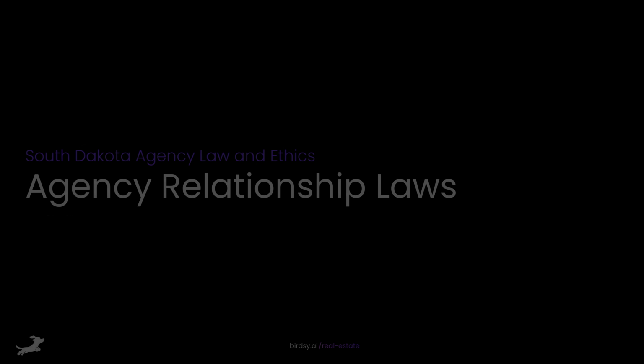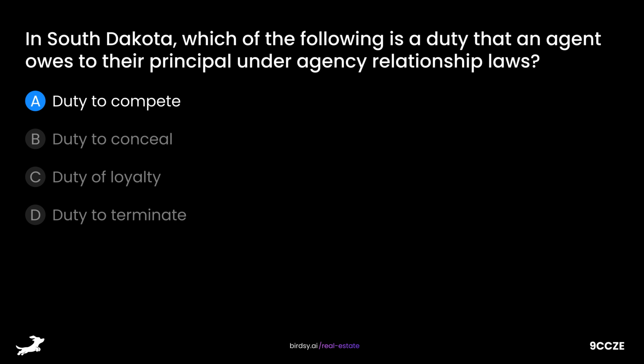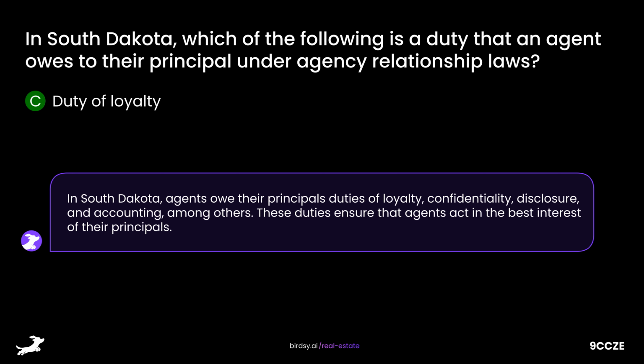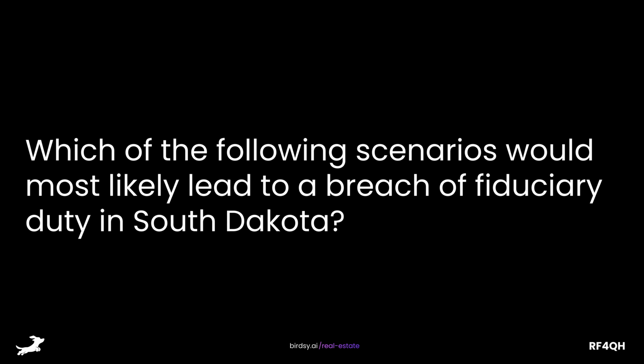Agency relationship laws. In South Dakota, which of the following is a duty that an agent owes to their principal under agency relationship laws? Is it A, duty to compete? B, duty to conceal? C, duty of loyalty? Or D, duty to terminate? The answer is C, duty of loyalty. In South Dakota, agents owe their principals duties of loyalty, confidentiality, disclosure, and accounting, among others. These duties ensure that agents act in the best interest of their principals. Which of the following scenarios would most likely lead to a breach of fiduciary duty in South Dakota?